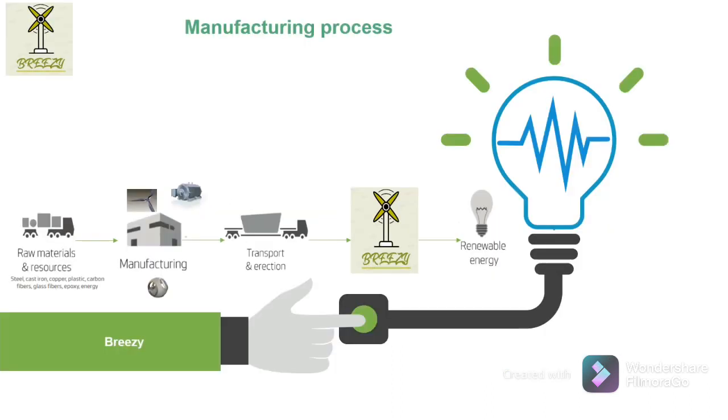Regarding the manufacturing process, the main steps are shown in the slide, starting with getting raw materials such as steel, cast iron, copper, plastic, carbon fibers, glass fibers, epoxy, and energy. And anyways, getting renewable energy using our product.